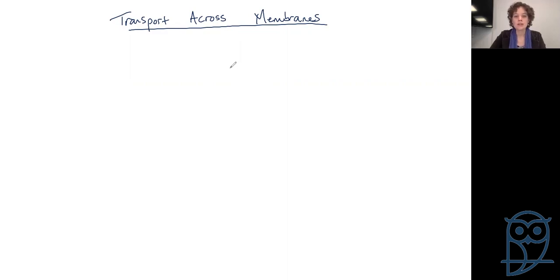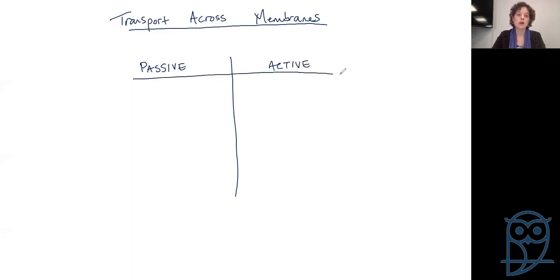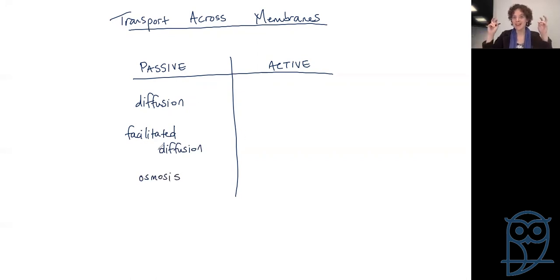Okay, so your first big distinction is that you've got passive methods of transport and you've got active methods of transport. A passive method of transport just happens. Nothing needs to increase energy, it's just a random motion sort of thing. And this is your diffusion, your facilitated diffusion, and your osmosis. All of those happen sort of by accident.